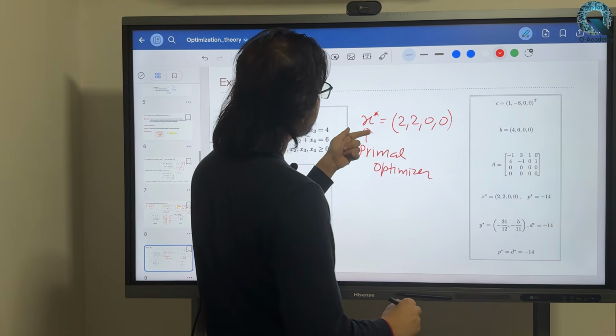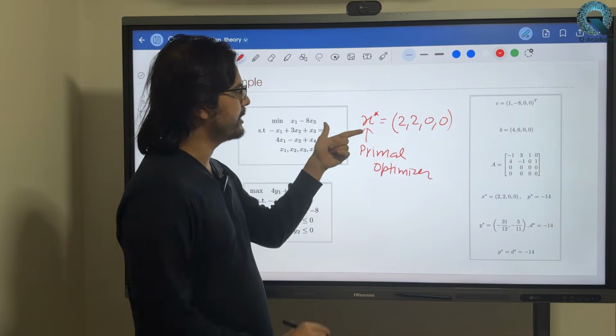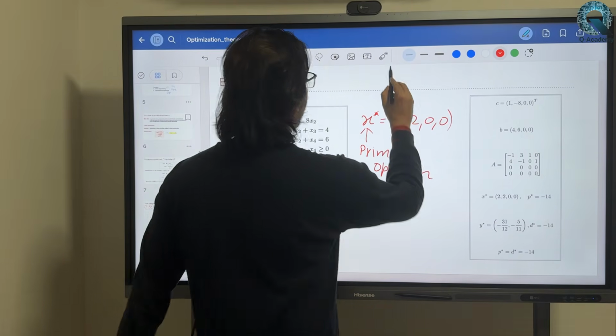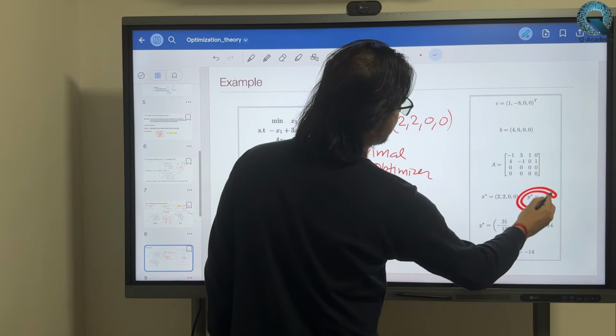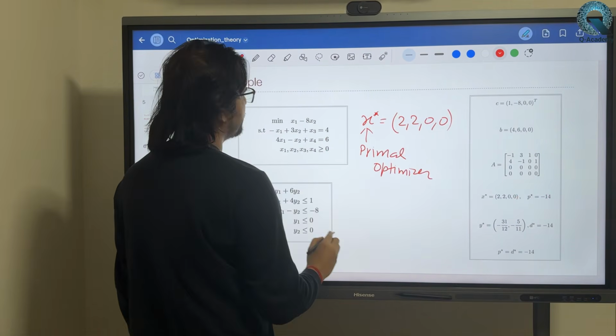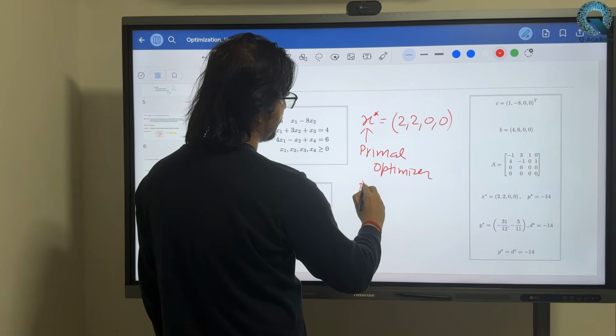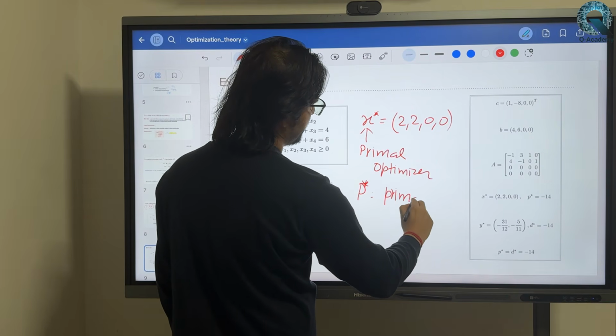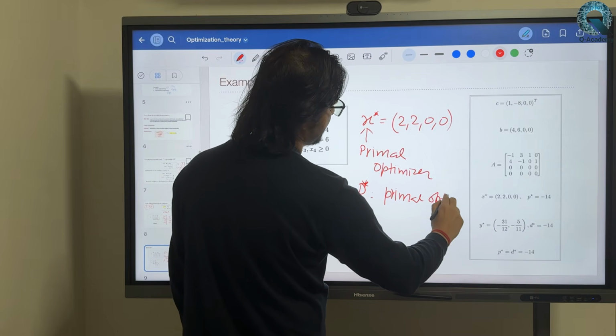And the corresponding value that you get when you compute C transpose X star is called the primal optimal. So this P star that you get, the corresponding optimal value, is your primal optimal, which is minus 40 here.